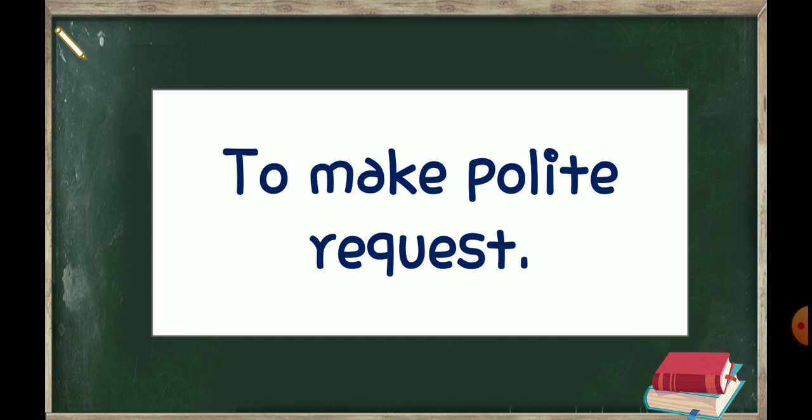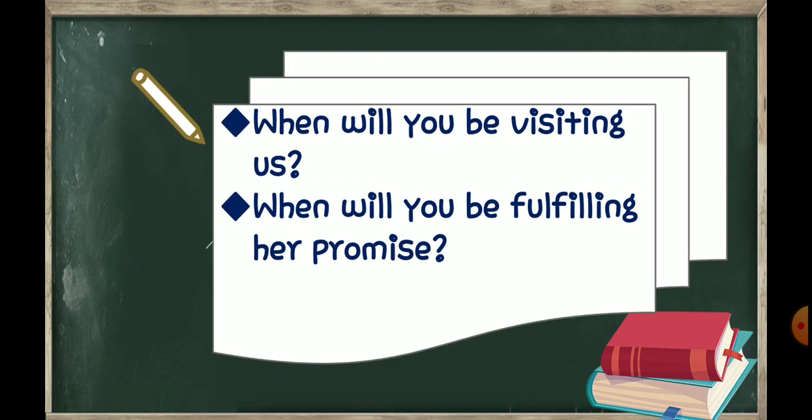See the next thing, to make a polite request. If you want to, you can use this future continuous tense. In the form of a question, we'll construct this. See the examples. When will you be visiting us? When will you be fulfilling her promise? When will you be completing this task? When will she be visiting us? So likewise, in a polite form, if you want to ask someone something, you can use this future continuous tense. So to ask very politely, you can use future continuous tense.